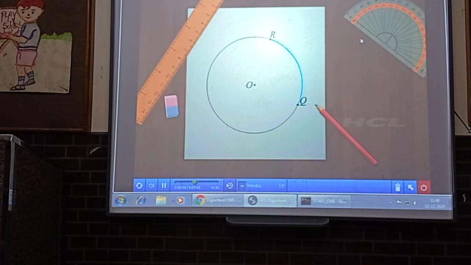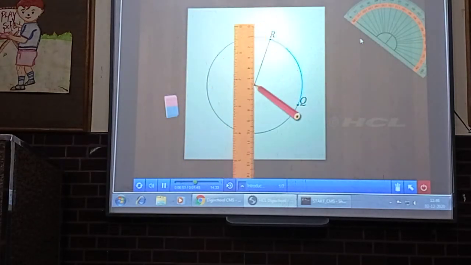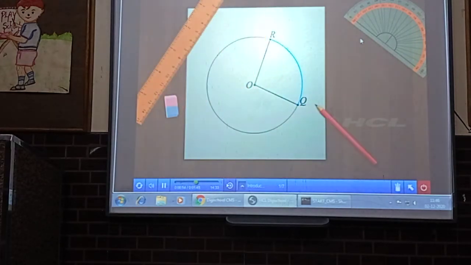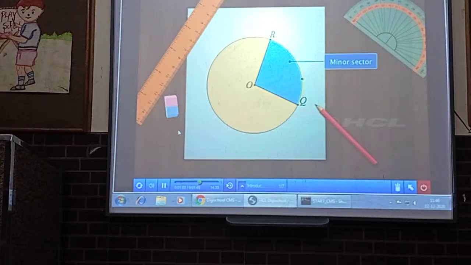When an arc of a circle is bounded by 2 radii, they form regions called sectors. The smaller sector, which is lesser than a semicircle, is called minor sector and its corresponding arc is the minor arc. The larger sector, which is greater than a semicircle, is called major sector and its corresponding arc is the major arc.